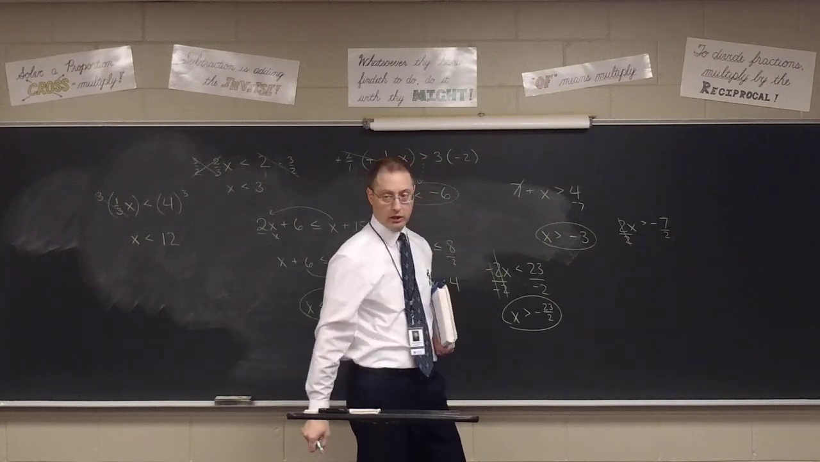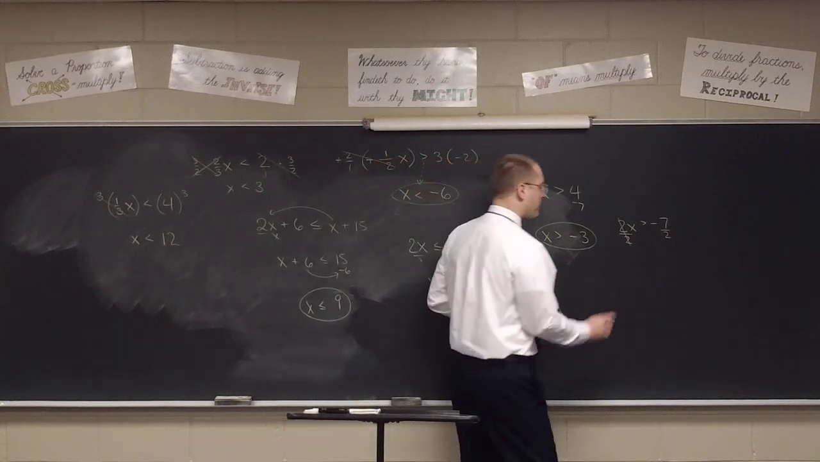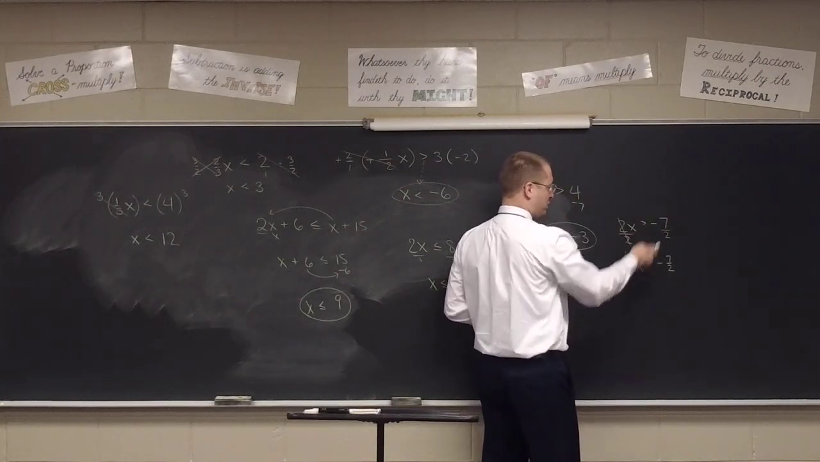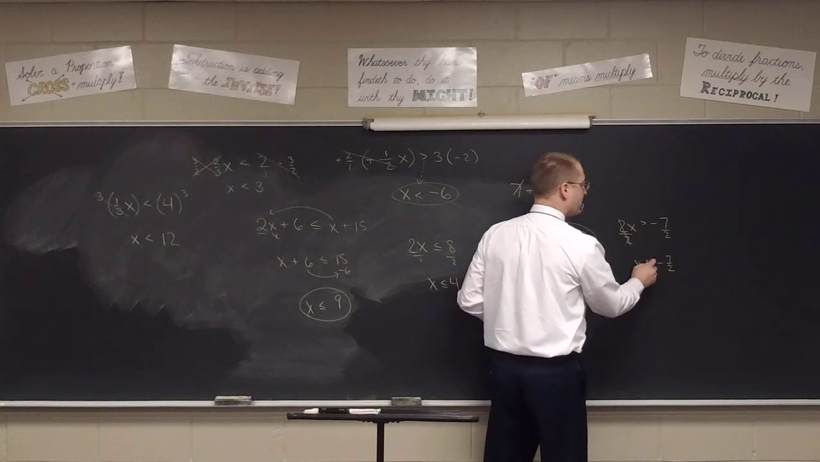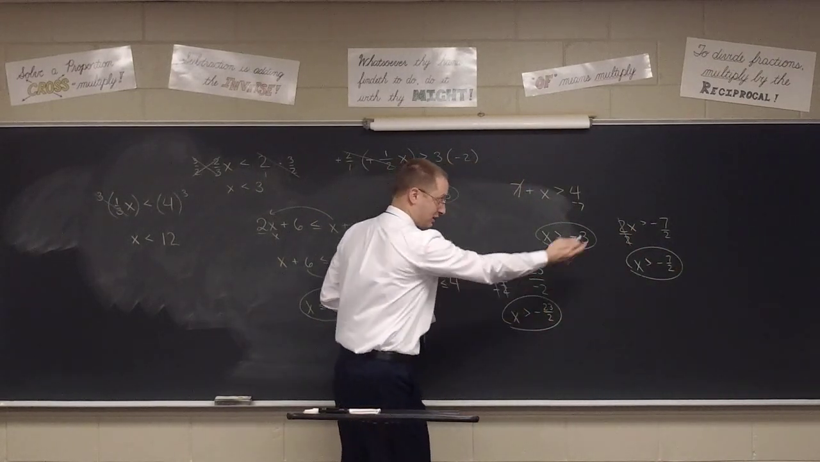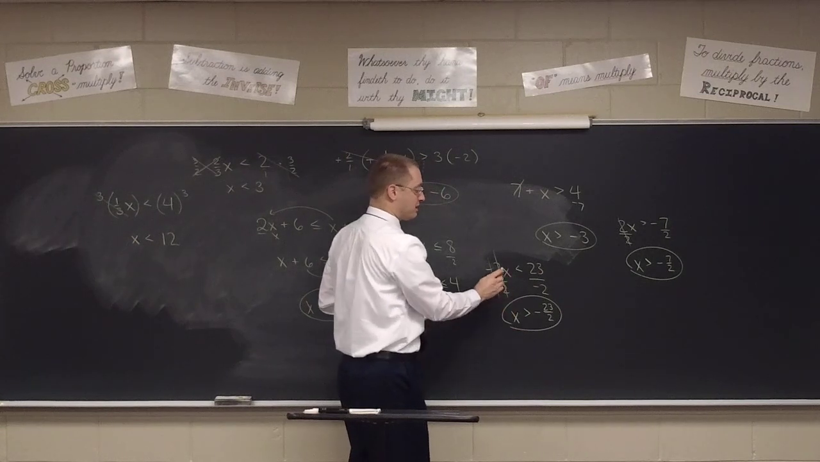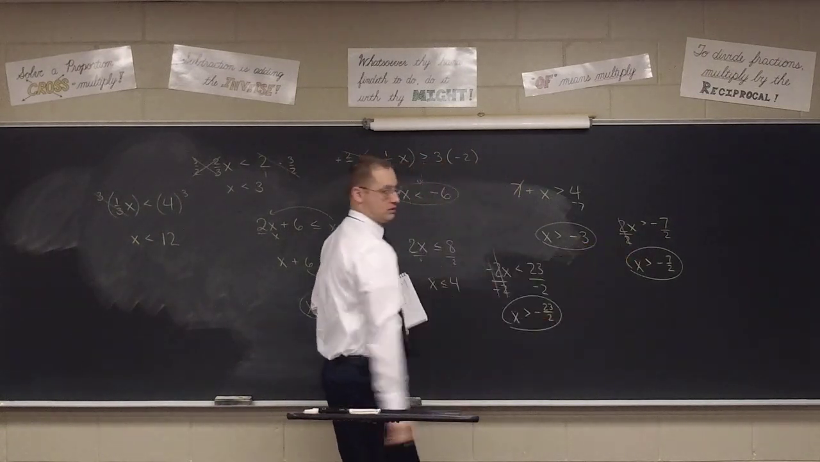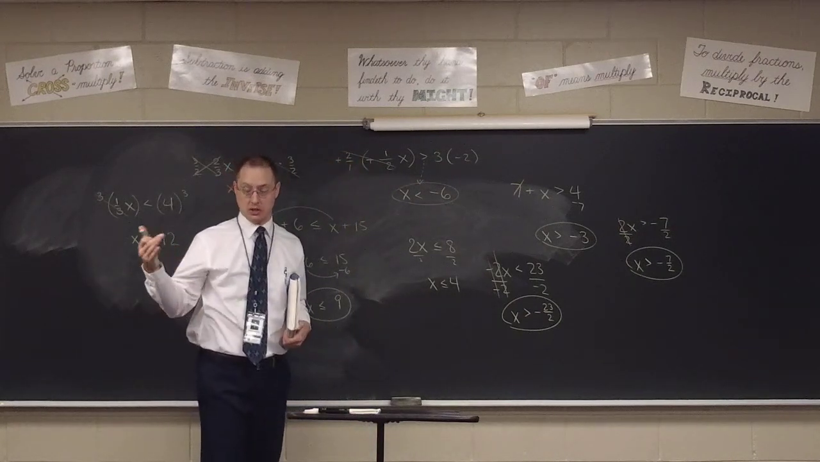Do I flip the inequality? No. I happen to get a negative answer, but I'm not dividing by a negative. The 7 was already negative over there. So we do not flip the inequality. We still get a negative 7 halves answer like we did last time, but I didn't divide by a negative, so the inequality does not flip, unlike last time. Does that make sense? Do we see the difference?